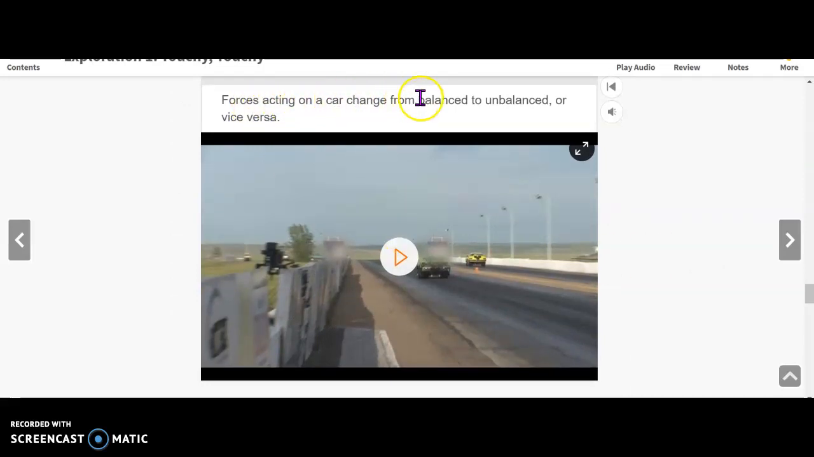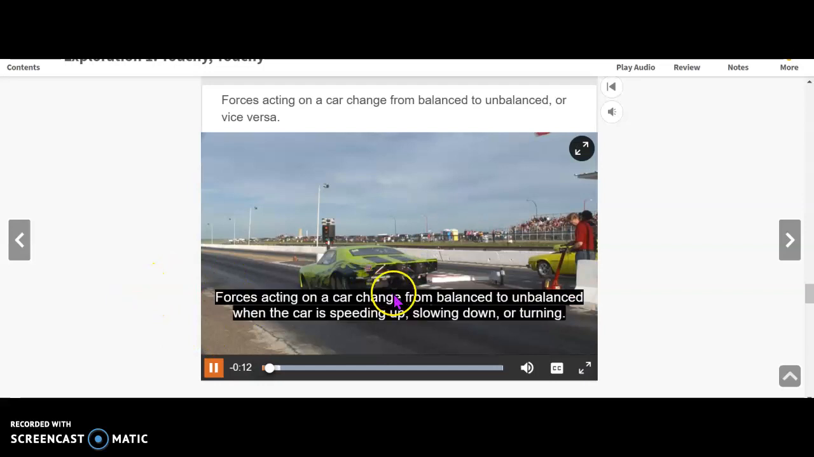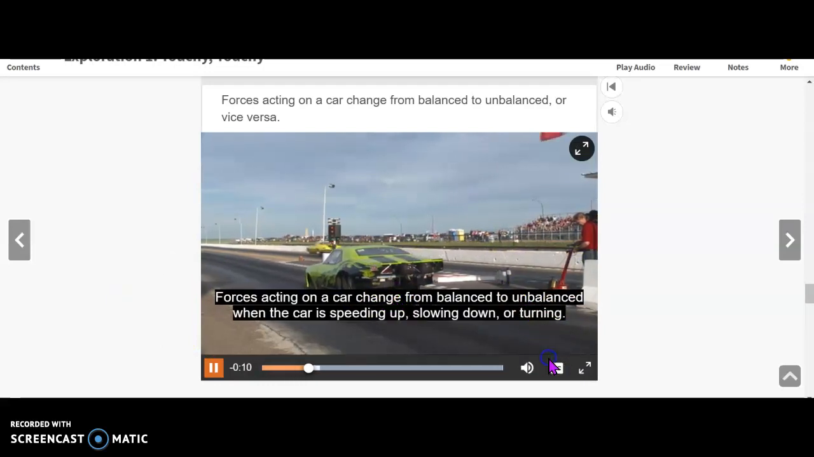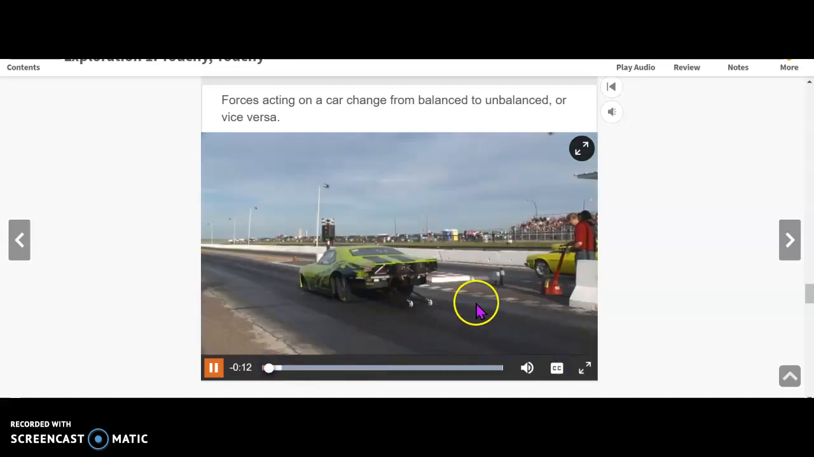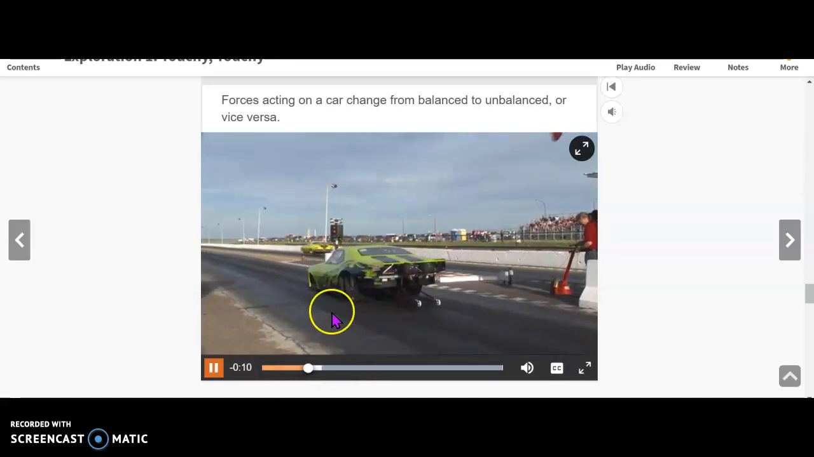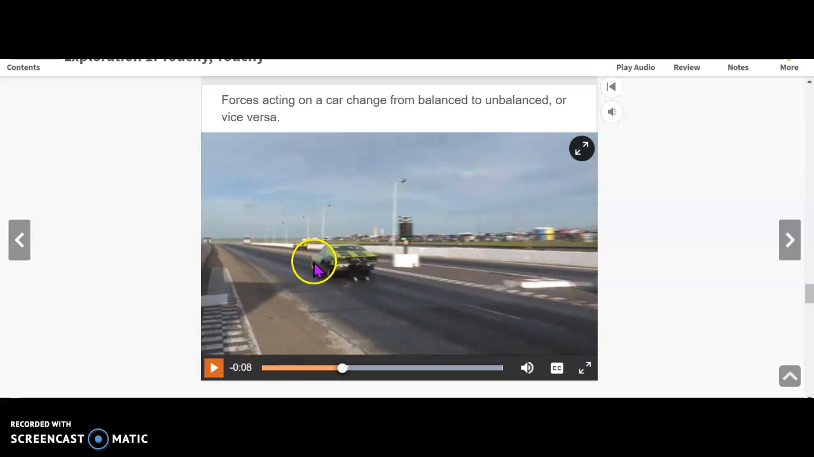Forces acting on a car change from balanced to unbalanced or vice versa. Remember, if the forces are balanced, there's no motion. So right now, the forces are balanced because it's not moving. Hang on, I'm going to start that over. So no motion, so the forces are balanced, and then all of a sudden, look at, they're unbalanced. He's moving.